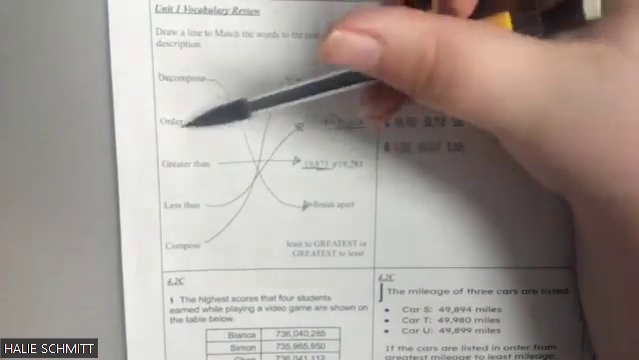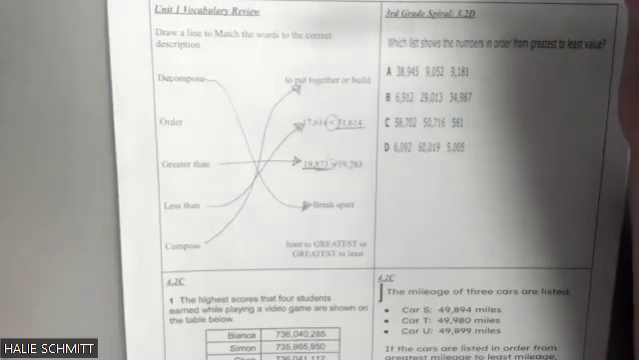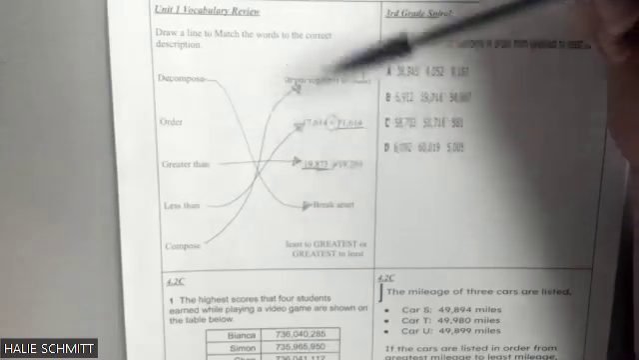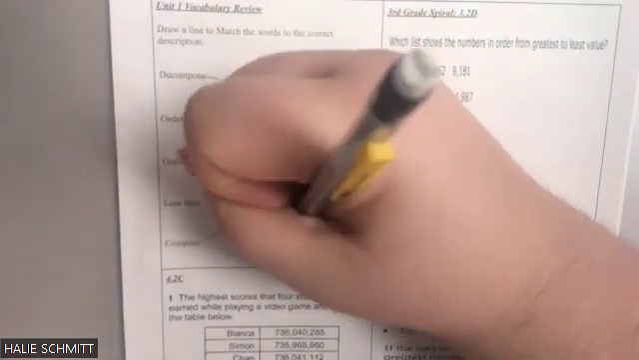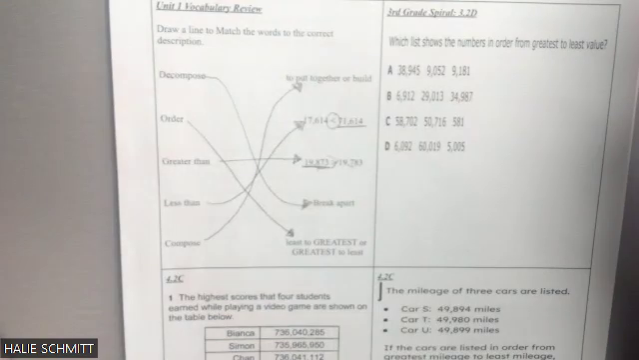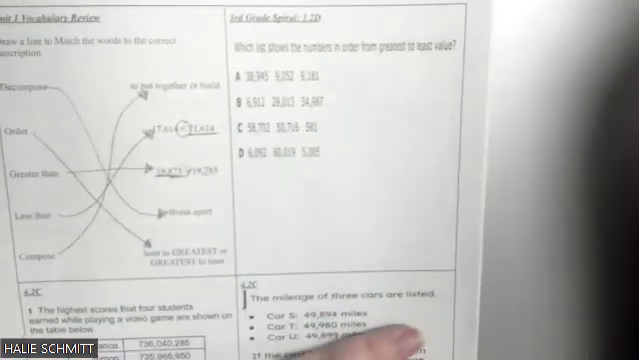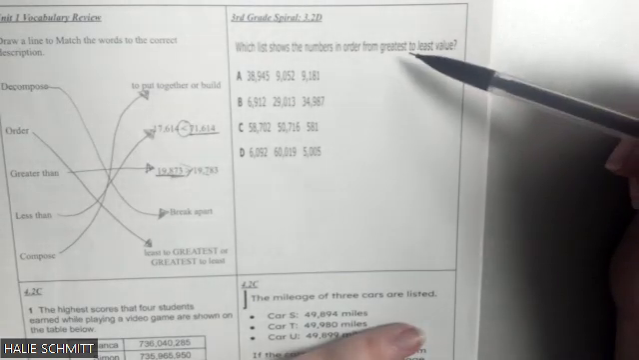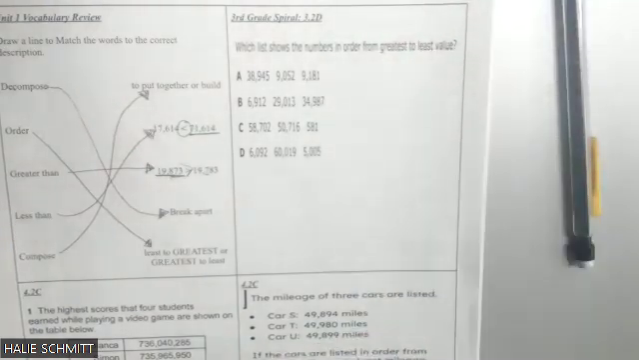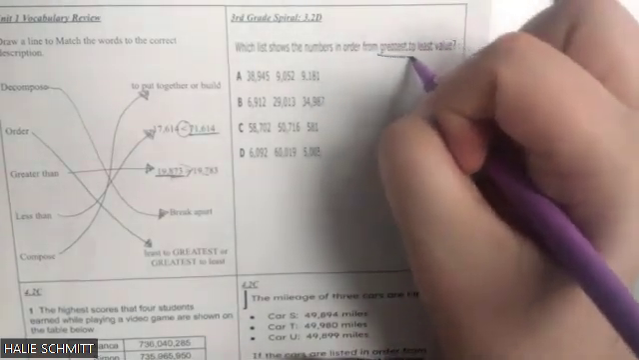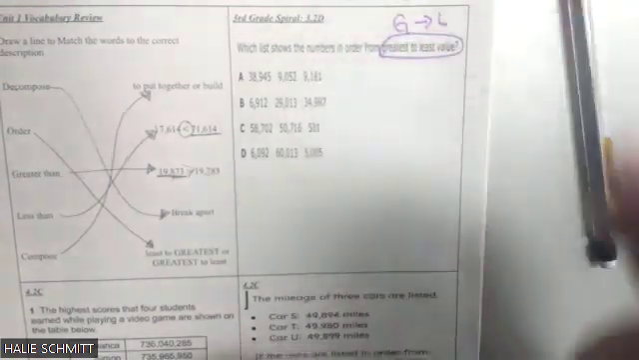Now, when they're telling us to order something, that means we're going to put it either from least to greatest or greatest to least. We're going to put it in order, which makes sense why that's our word. Excellent. Okay. So we are going to show our numbers in order from greatest to least value. Greatest to least.